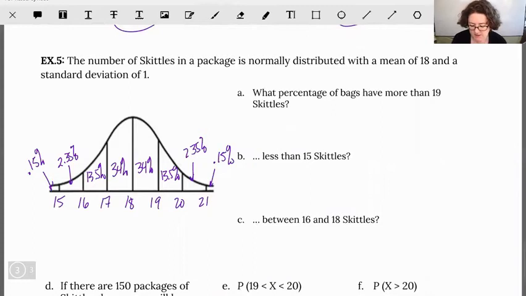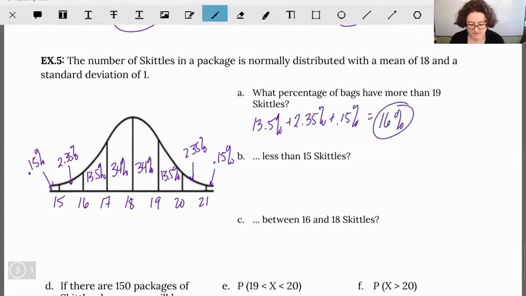Okay, so more than 19 means we need to take the 13.5% plus 2.35 plus 0.15, add them up, and we should get 16%. Okay, less than 15 Skittles, only that one little section, 0.15%. Between 16 and 18, add them up, 13.5 plus 34, which gives us 47.5%.